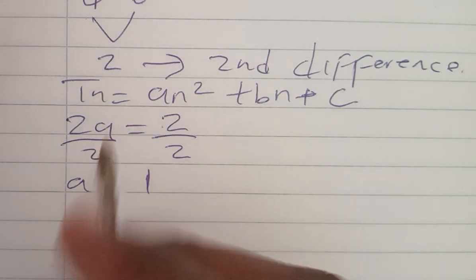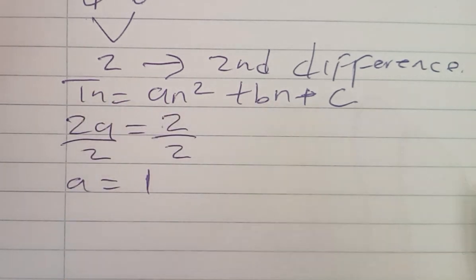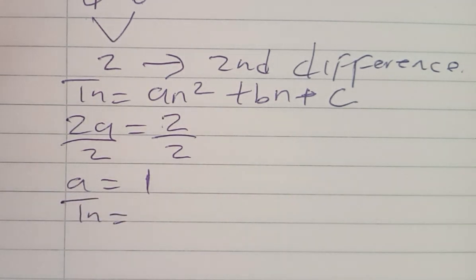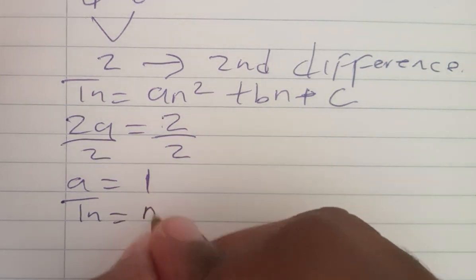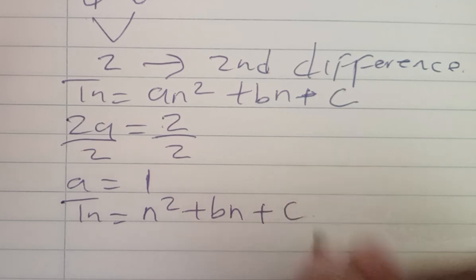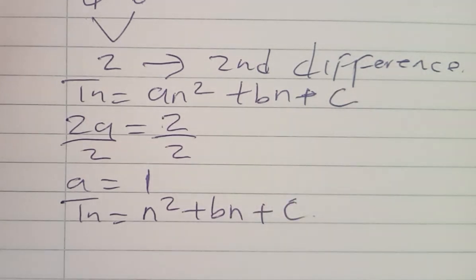Remember, our formula is like this in standard form. So I will substitute a. Our a is 1. So 1 multiplied by n squared is n squared. So I can just write n squared plus bn plus c. So far we got the value of a. We don't know the value of b, we don't know the value of c. To get the value of b and c, I said we should do it simultaneously.